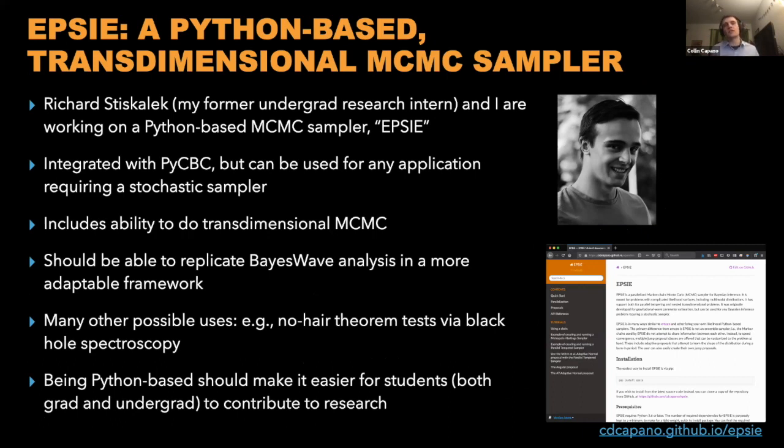Of course, if we were just looking to replicate BayesWave, it really wouldn't be worth it, but the main goal here is to do other things. For instance, I think you could use this to test the no-hair theorem via black hole spectroscopy. And the main reason I think this could be quite useful is being Python-based. It should make it easier, especially for students, to contribute to this research.